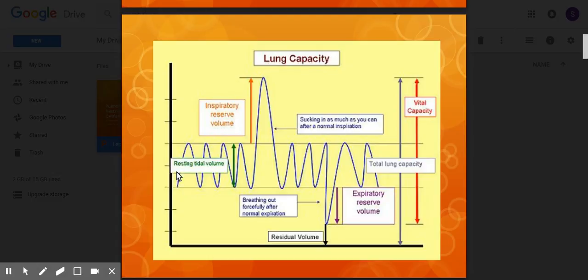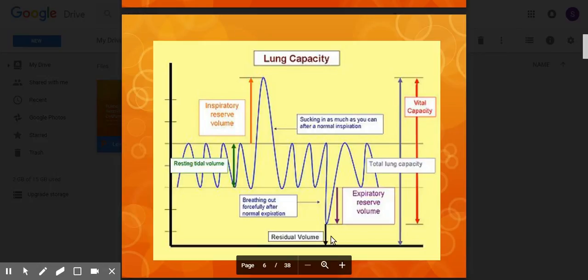The first is the tidal volume, or resting breathing, which is the traditional breathing in and out, which many of you are probably doing right now as you're listening to this lecture. When you take a deep breath in, that represents inspiratory reserve volume. When you exhale as far as you can, that additional expiration represents expiratory reserve volume.